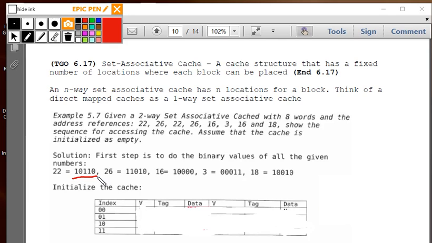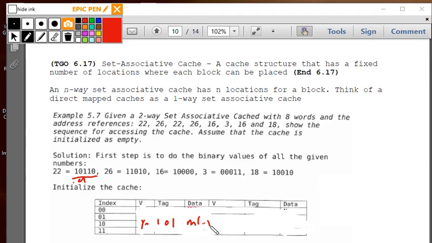Okay, so we had the tag, and the index was 3 bits, right? So it's a 1, 1, 0. So in this case, our index is only 2. So we go to 1, 0, and we're going to put yes in the first one, and then the tag is going to be 1, 0, 1, and then data is going to be memory at that address, right? You see how that works?